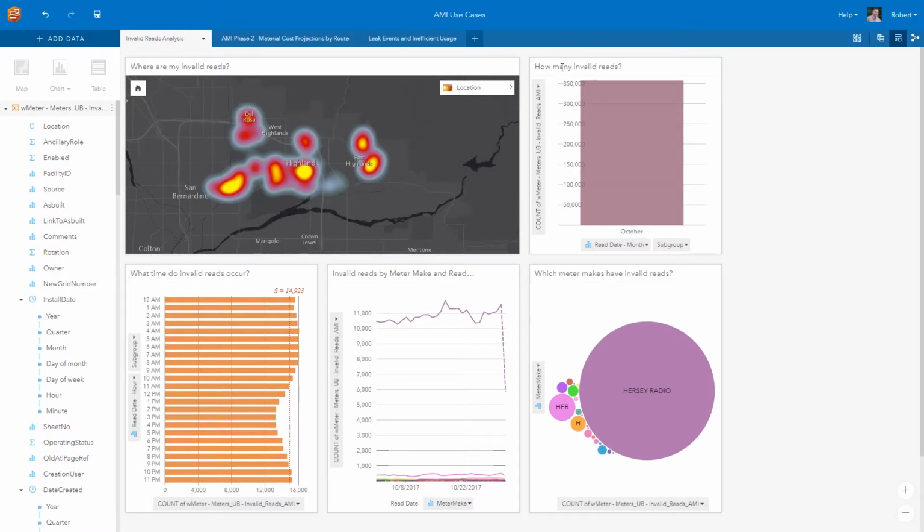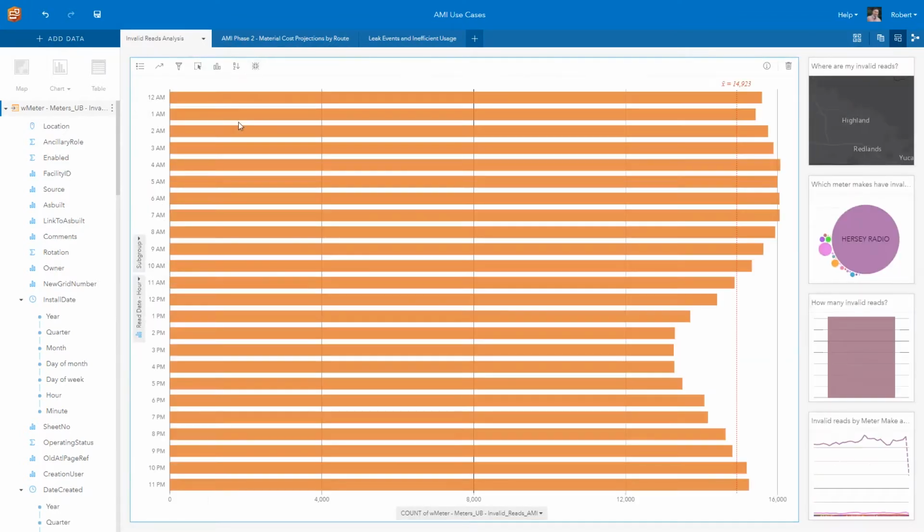Since it's sending reads out on an hourly basis, let's take a look at when the hourly reads actually fail. So from midnight all the way up through the day, there's an interesting pattern that we can see here. Now, this is not the smoking gun, but what we notice is invalid reads taper as we begin to approach the active hours of the day. And as we approach the non-active hours, then they start climbing again. So this is an interesting trend to notice. We'll keep this in our back pocket for later.